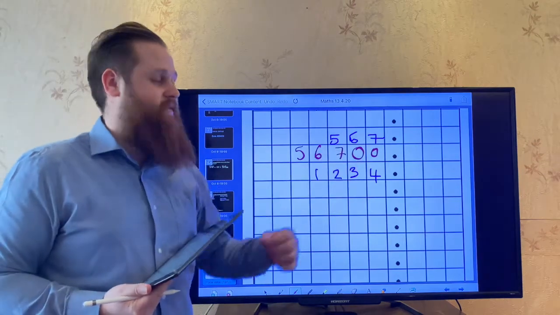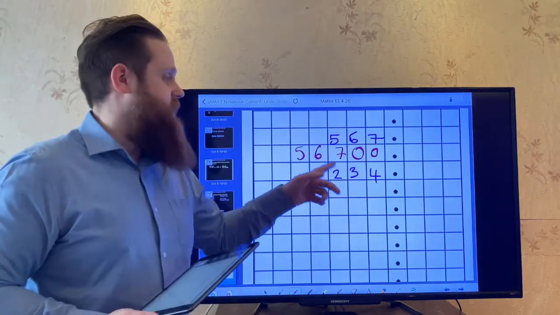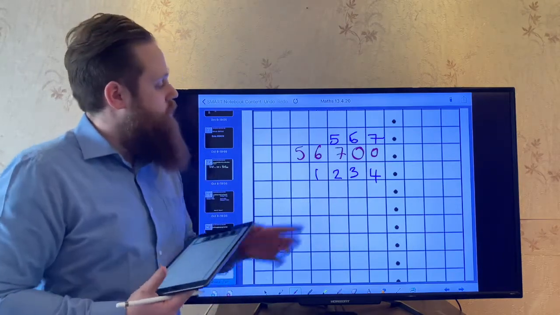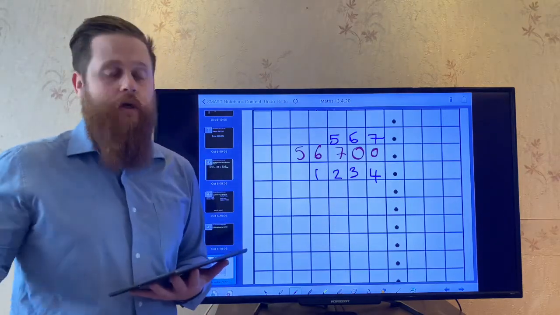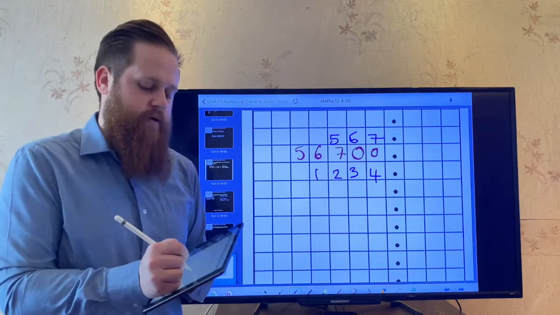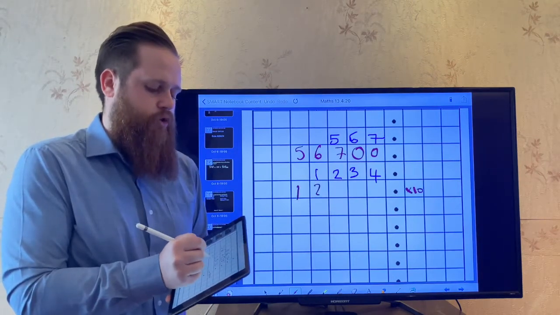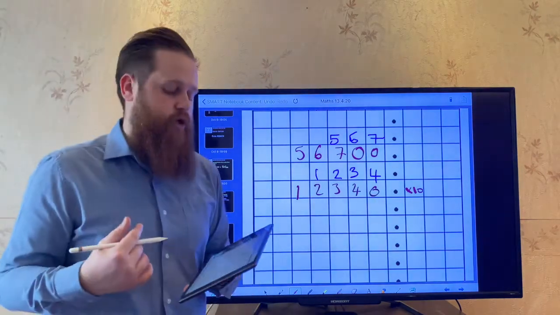So 567 times 10, 5,670, 567 times 100, 56,700. Have a go at this one yourself. 1,234 times by 10, then times, okay, this here by 100. So if I'm multiplying by 10, I'll just put a little times 10 there. It would be 1, 2, 3, 4 plus my 0 there, making 12,340.